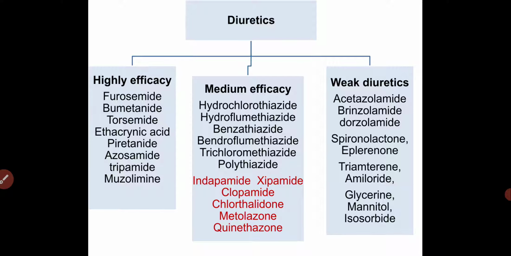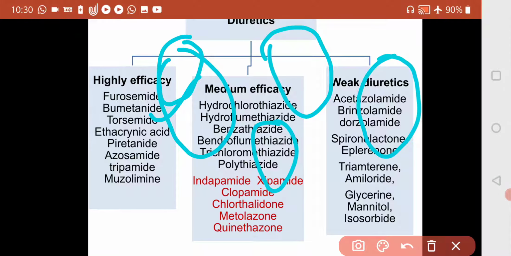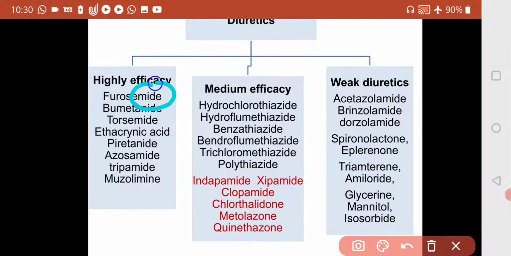If we want to remember, the names end in either MIDE or NIDE. Most of the drugs are like furosemide, MIDE, and bumetanide, NIDE. So try to remember this MIDE. Furosemide, bumetanide, torsemide and ethacrynic acid.